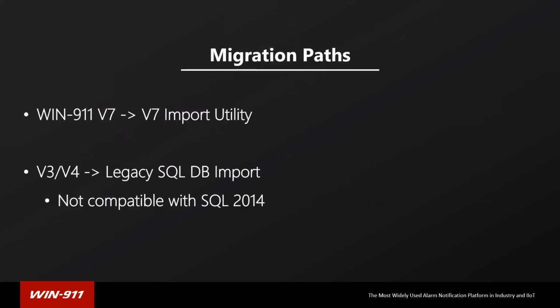So the paths you would take there, I think you've probably already figured out. If you have version 7, use that import utility. If you have version 3 or version 4, you're going to use that legacy database import. That also applies to 2021 R4 and older. I know this is kind of confusing, but in 2021, R1 through R4 have the old OPC module, and R5 is the one with the new module. We're not maintaining the old module at all. So if you go to R5, you're going to get the new module. It's for the old module, so it's gone.